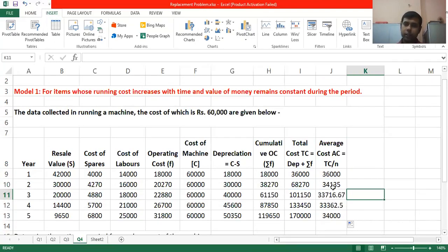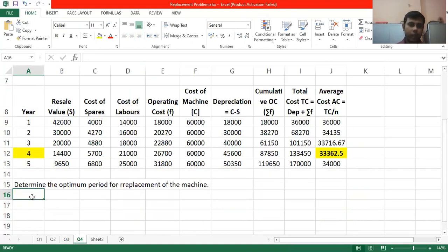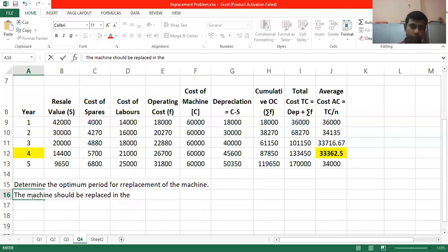There is 36,000, 34,000, 33,716, 33,362. This is the least value. We highlight this and let us go to the year for which it is the least. It is 4th year. That means the machine should be replaced in the 4th year as the average cost is least.